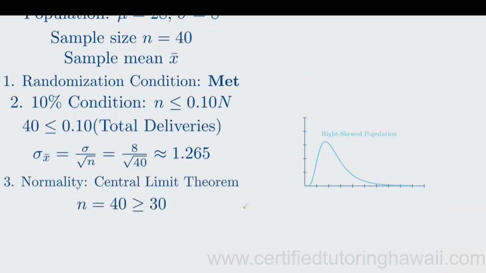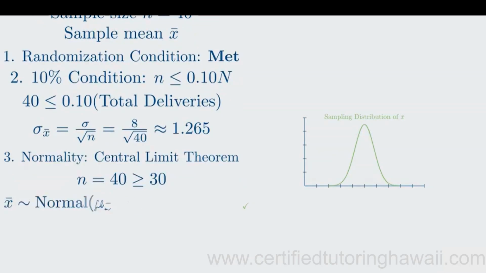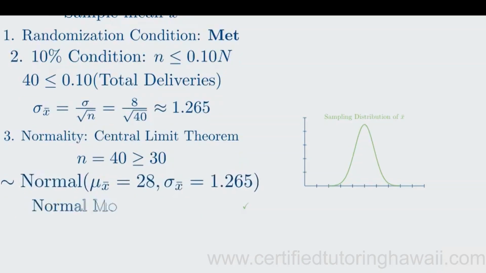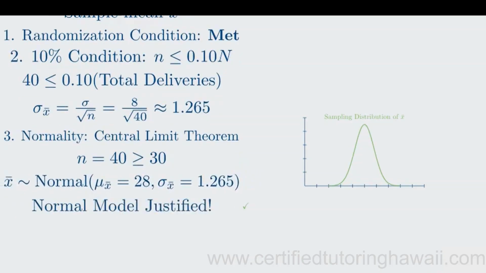Even though the population is right-skewed, the sample size n equals 40 is greater than or equal to 30. Because our sample size is large enough, the central limit theorem tells us that the sampling distribution of the sample mean delivery time will be approximately normal. So, we conclude that x bar follows an approximately normal distribution, with a mean of 28 and a standard deviation of 1.265. By checking these three things, randomization, the 10% condition, and the central limit theorem, we have justified that we can use a normal model to find probabilities for this manager sample.